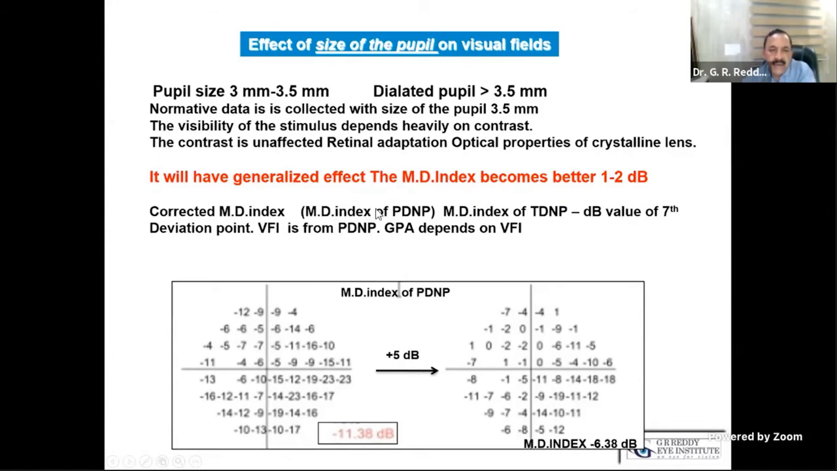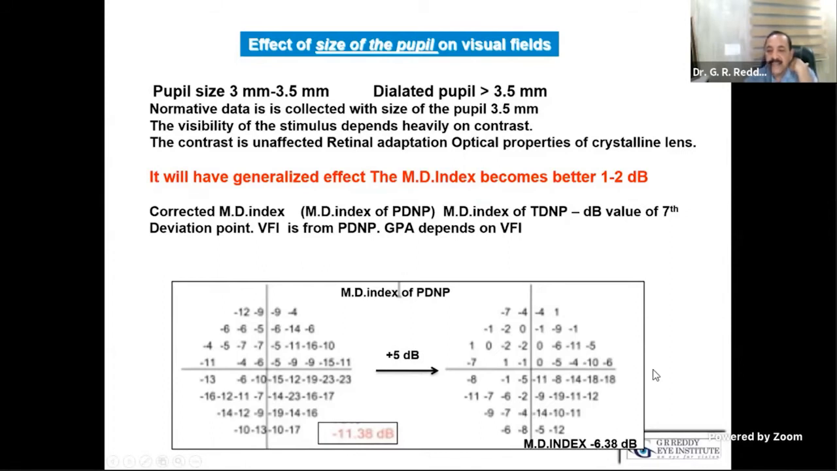But how can this generalized effect be nullified when you take the mean deviation index of the pattern deviation numerical plot? How do you know the mean deviation of the pattern deviation numerical plot? You see, the 7th best deviation point, plus 5 dB, is added to all the points. So from the mean deviation index, you remove this plus 5, then the mean deviation will become 6.38. So the mean deviation of the pattern deviation numerical plot is -3.